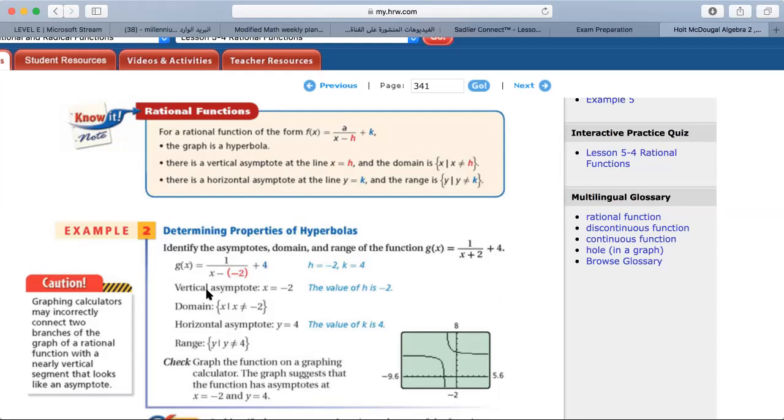Okay, so the vertical asymptote is x equal to h. So the vertical asymptote is x equal to negative 2. So the domain is x not equal to negative 2. Horizontal asymptote, y is equal to k. K here is 4. And the range, I'm going to write it in this form, y is not equal to 4.